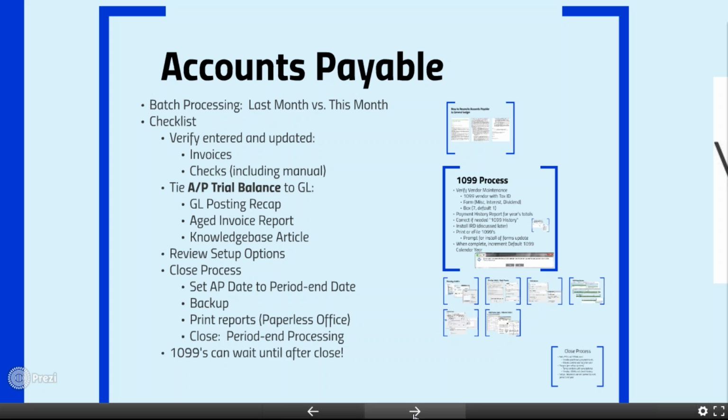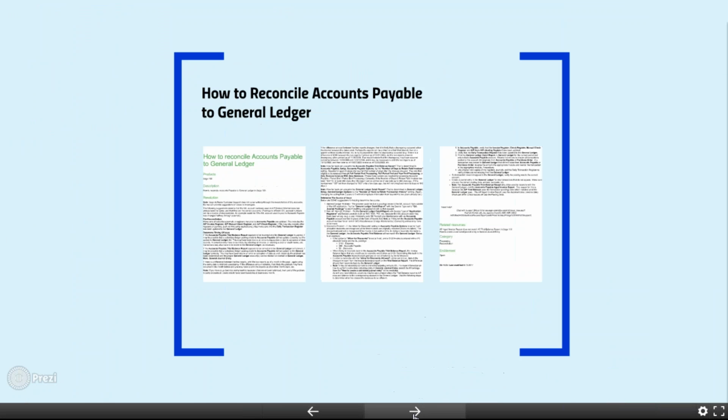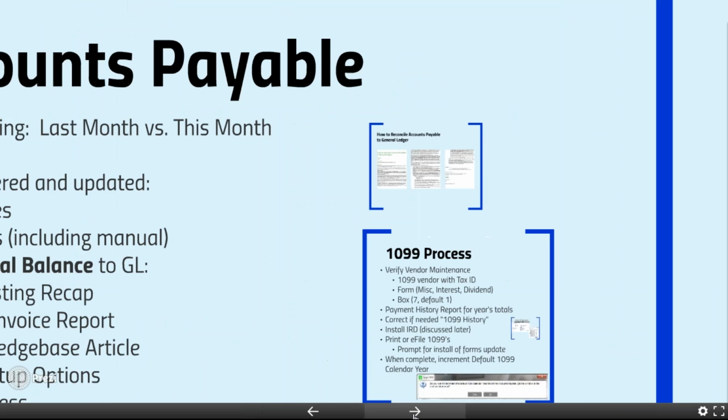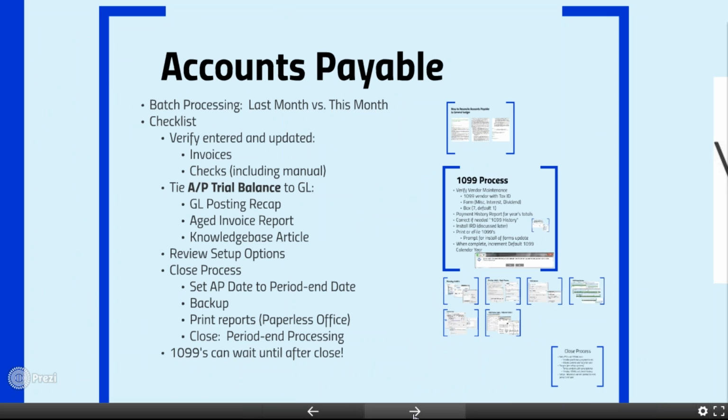Now, the knowledge base article, if your accounts payable doesn't tie to your GL, is much more involved in accounts payable. I'll send you a copy of the step-by-step process in case you have any problems with that, and we can also help you walk through that. Once your accounts payable is tied to the general ledger, you're ready to begin the close. So review your setup options for history and go through the close process. Set your date, back up, print your reports, ideally to paperless office. That makes it a lot easier for storage, and we can help you set that up. And then close using period end processing.